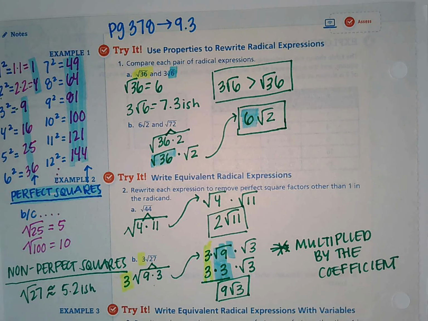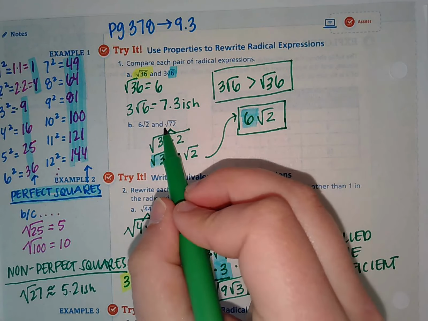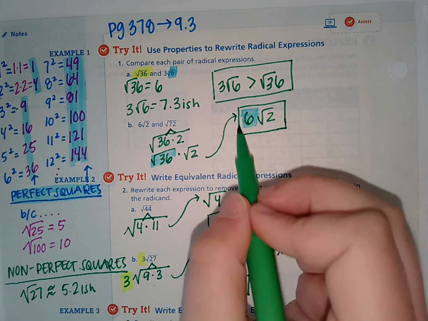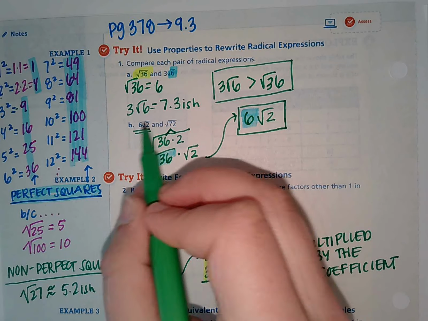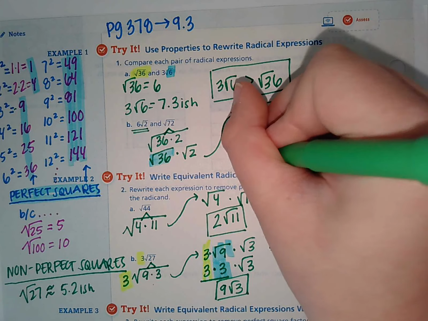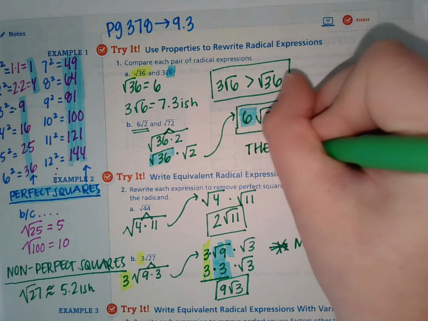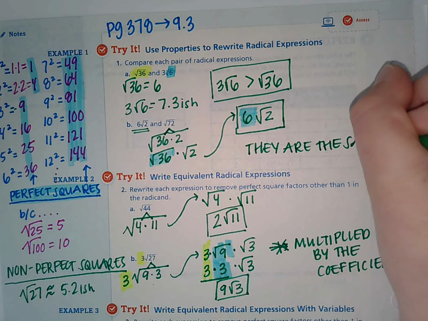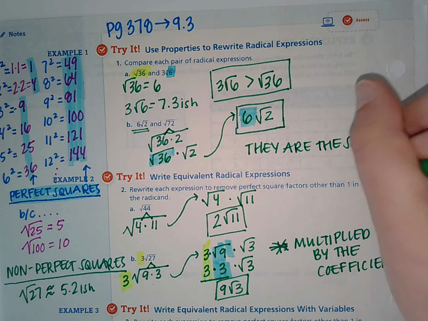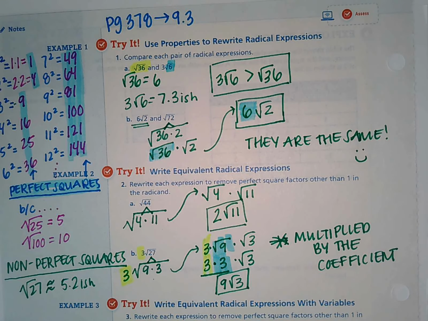Oh, our question wanted us to compare the two radicals. So if we take a look, radical 72 simplified to 6 radical 2. If we wanted to compare that to our first one, notice they are the same. Exclamation point, and we're happy because that was kind of cool.